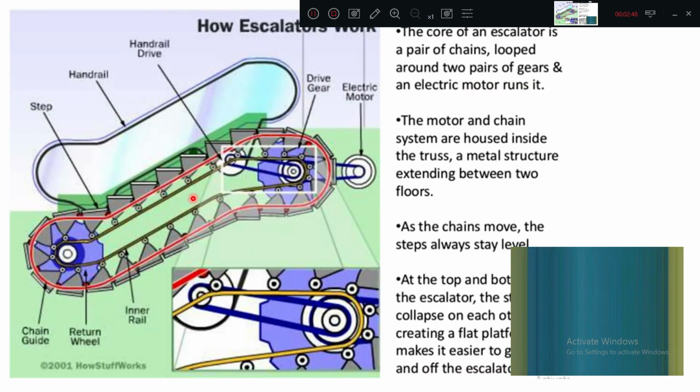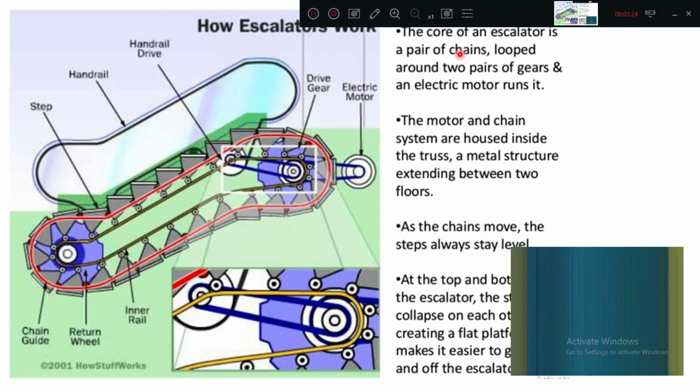You can see in the cross section, this is the balustrade or handrail. This portion is the handrail drive, and an arrangement is made here for its movement. Individual steps are there, and there is a link between this and this, with small rollers. These are called the moving belts. So there is one sprocket, bottom sprocket, top sprocket. This is for balustrade movement, and this is the electrical motor. These are the basic components.